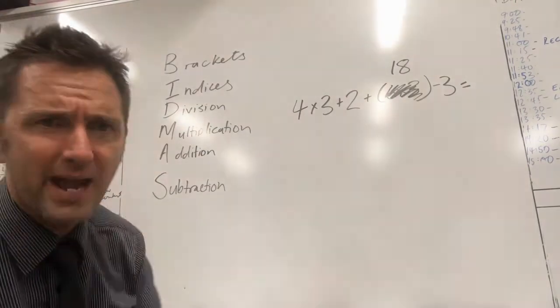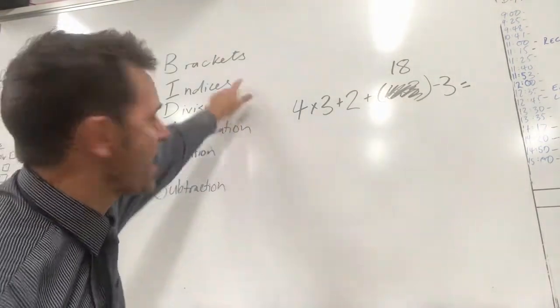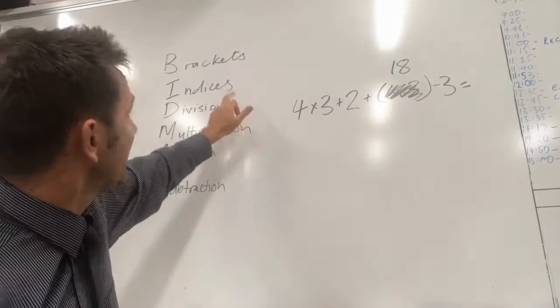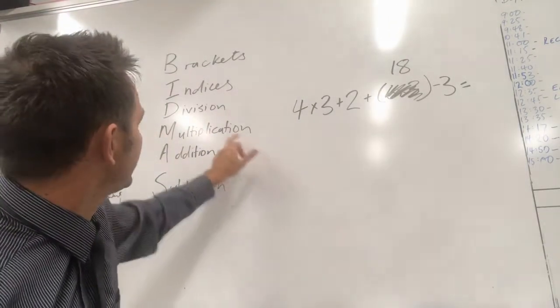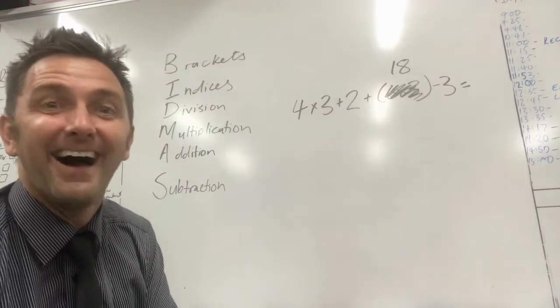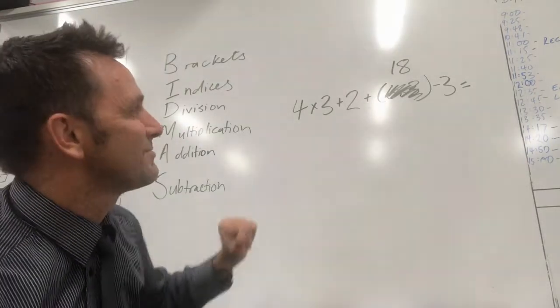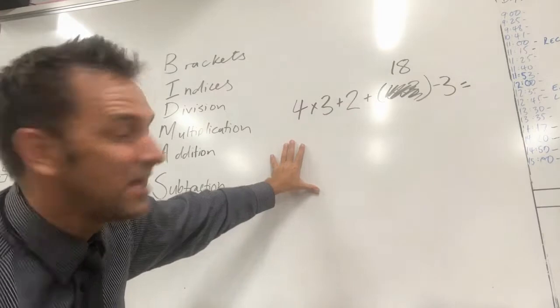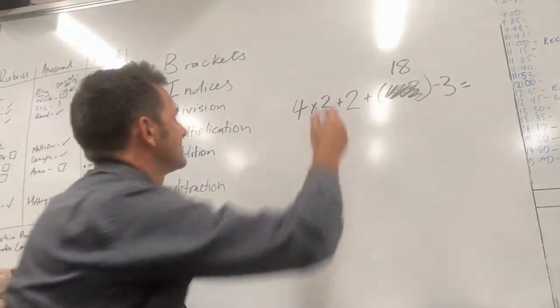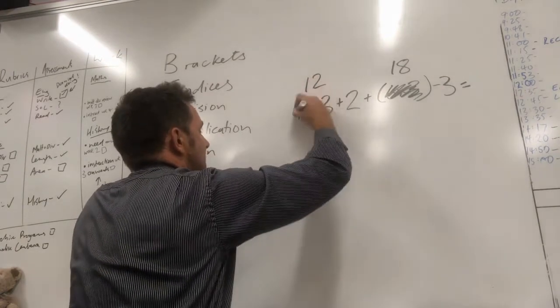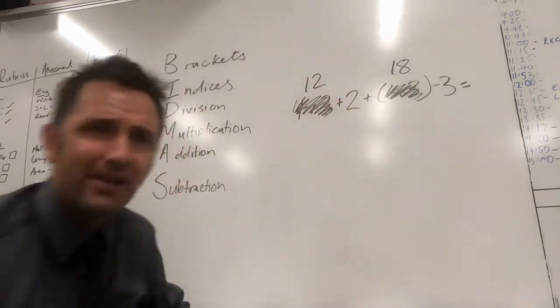Right, are there any other brackets? No. Okay, so forget about brackets. There's no indices because we're in year 5 or 6. Is there division? No. Is there multiplication? Yes. So let's do the multiplication. Where's the multiplication? There it is. 4 times 3. So let's do that first. That becomes 12. We can actually cross that out. No fuss, no bother.